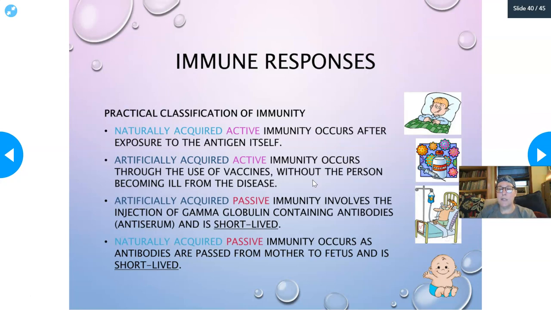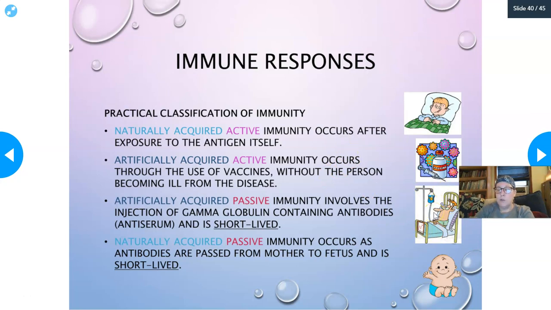Artificially acquired passive immunity involves injection of gamma globulins or preformed antibodies. So it's an anti-serum and is short-lived. Those antibodies are not made by your own white cells; if they're given to you as an infusion, as a medical procedure, into your arm, then they will last a few months, but they can be really good and protective. An anti-venom would be an example of that artificially acquired passive immunity.